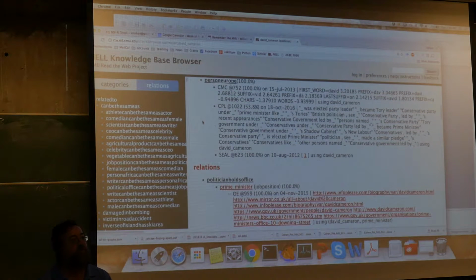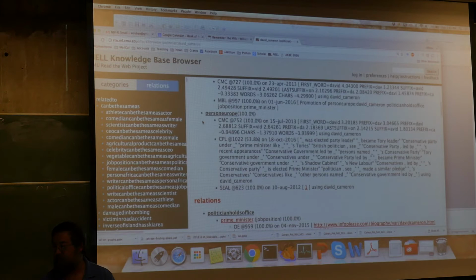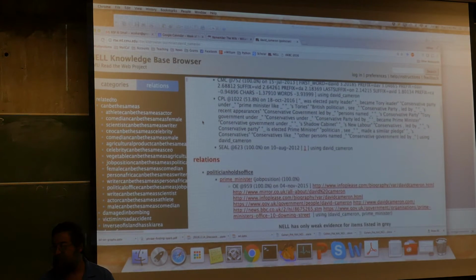Those are basically features, and you learn which features are important. There are other sorts of features that get learned.